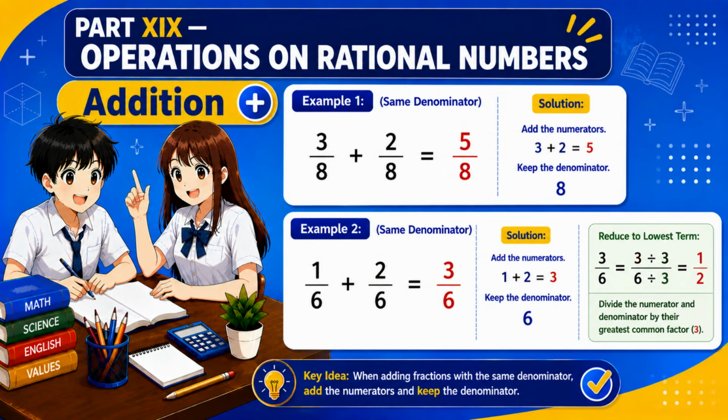To add fractions with like or the same denominators, add the top numbers, numerators, together and keep the bottom number, denominator, the same. For example, 3/8 plus 2/8 equals 5/8. Always check if you can reduce your final answer to its simplest form.